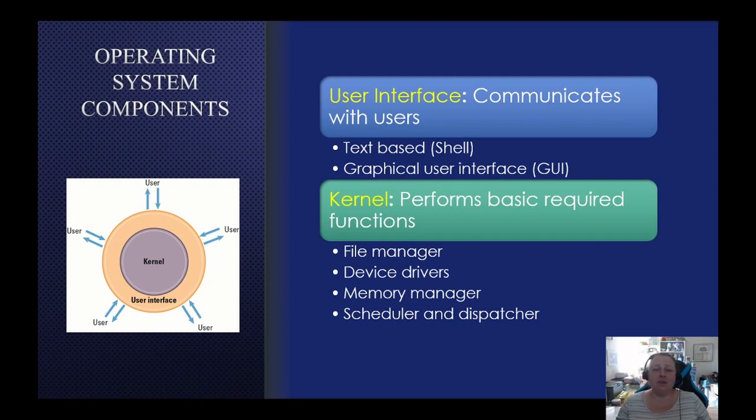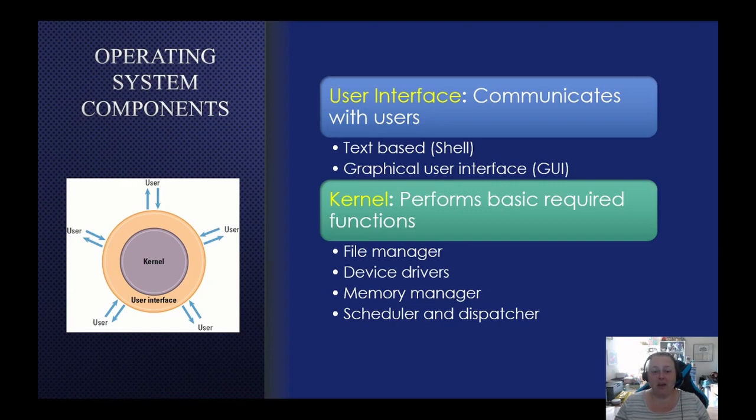Just remember, this user interface is just a layer of the operating system, and it's just there to interface, just like in the graphic. Now the kernel itself is the heart of the operating system. The kernel is the software that does everything the computer needs to do. Some of these functions can include the file manager and device drivers, memory manager, the scheduler and dispatcher. So let's take a closer look at a few of these kernel operations.